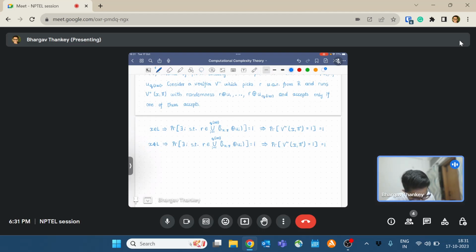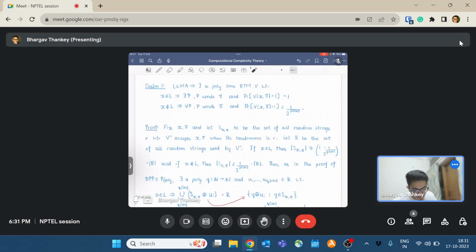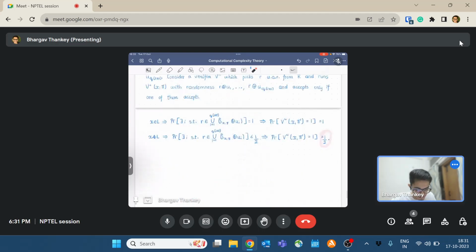Yeah, this is at most half, which means V double prime accepts with probability at most half. So now we have almost proved the claim. So yeah, the claim was this: it accepts with probability 1 if X is in L, and if X is not in L, accepts with probability this. We almost proved this, it's just that this is half. So this is upper bounded by half.